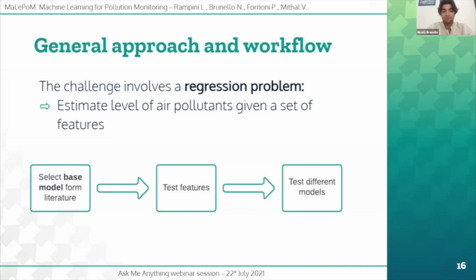We decided to divide our approach: first, select a set of baseline models, which don't provide very good results but give an idea in order to test the features. So now we are testing our features, creating and modifying variables in order to get a suitable set of features. And once we have this, we can test different models in order to get a very accurate prediction.